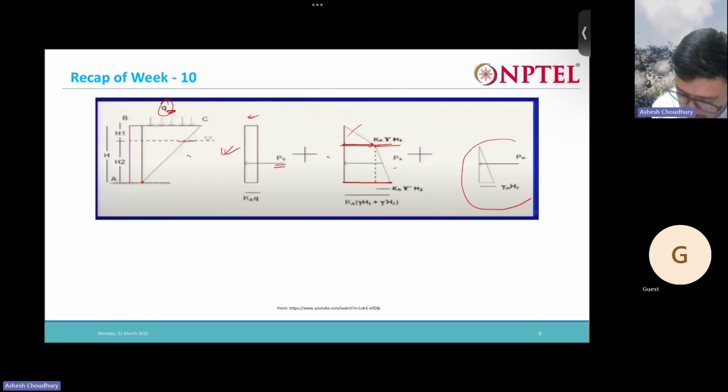Then also, as it is submerged, for the below part I will also have some water thrust. That also I need to consider.